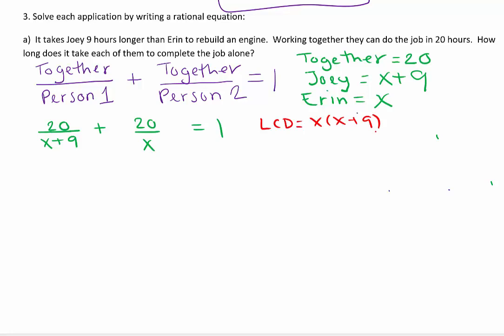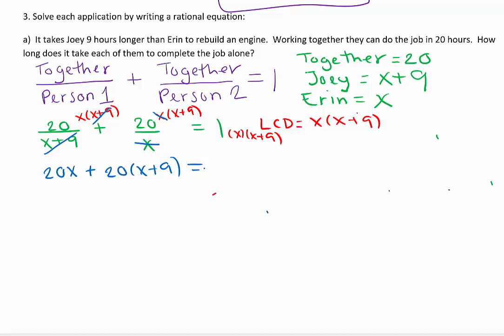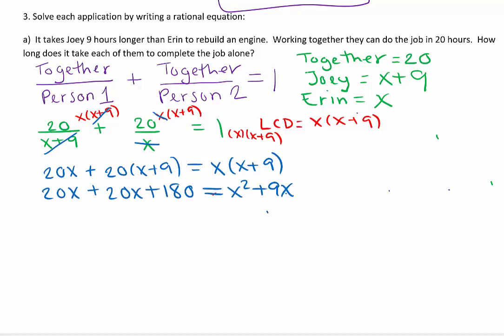I'm going to solve this using the exact same technique we used earlier. I'm going to multiply everything by the LCD, which in this case is X plus 9. In the first term, the X plus 9's cancel out. In the second term, the X's cancel. And on the right-hand side, nothing cancels. So I'm going to distribute, get rid of parentheses, combine like terms, and this time I have a quadratic equation.